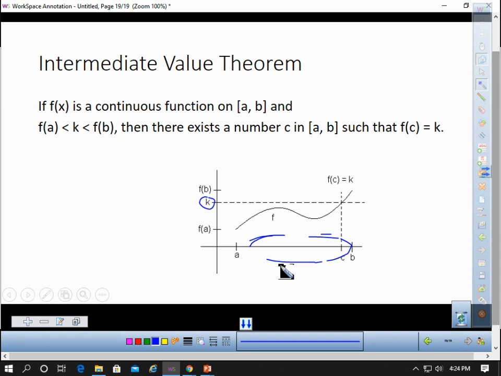And when I introduced this in class last year, I talked about when I was born and how tall I am now, and when was I ever 4'1", and the answer is yes, because I'm now taller than 4'1", and when I was born, I was shorter than 4'1", and your growth is a continuous function. So that means at some point in my life, I had to be 4'1". So that's what the intermediate value theorem is.